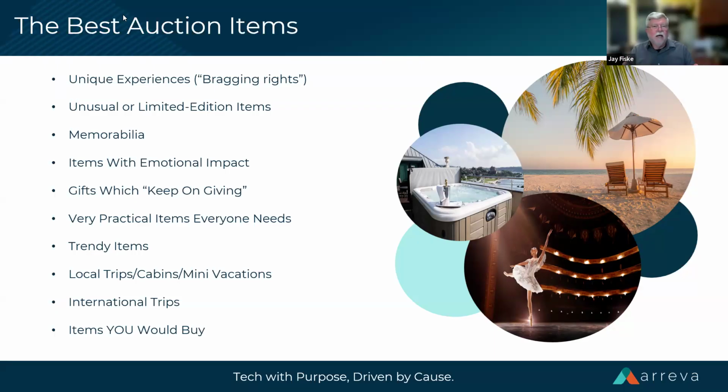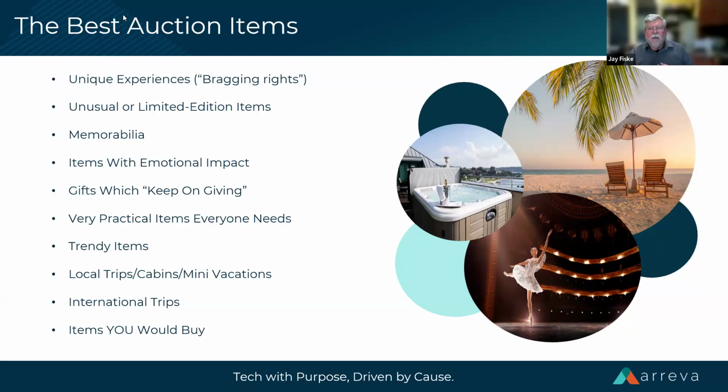Honestly, it's huge bragging rights. They have no set value. It's what we call priceless. People go through the roof. Limited edition or unusual items will always sell well if they are perceived to be in demand. Memorabilia, like an autographed guitar by a famous artist, absolutely sells well.